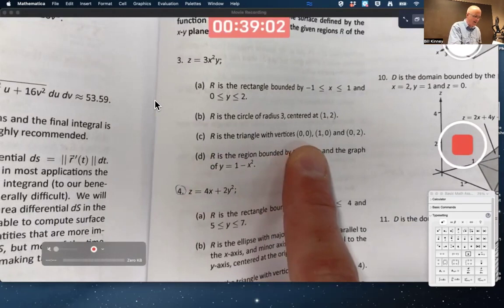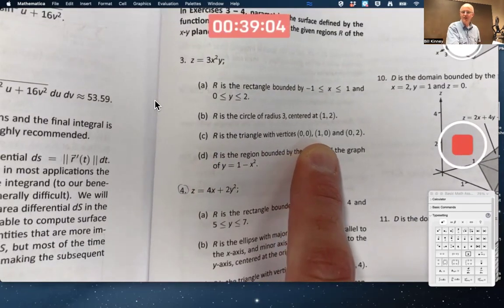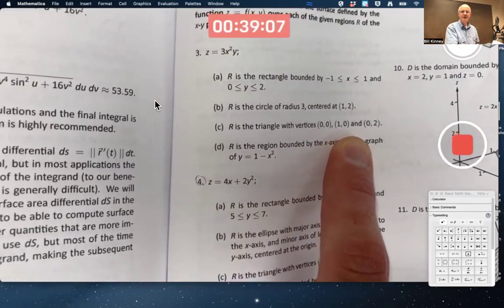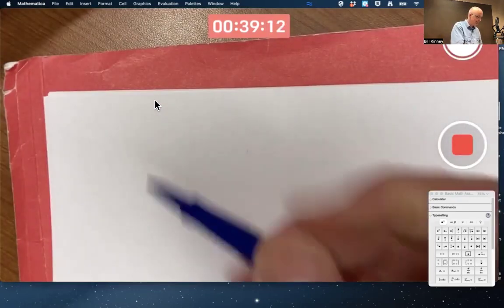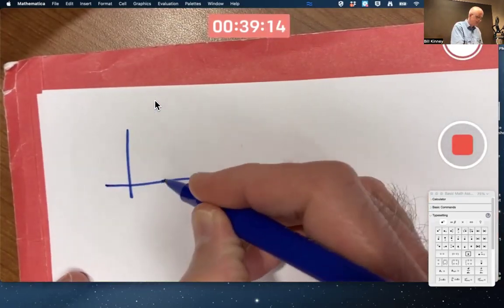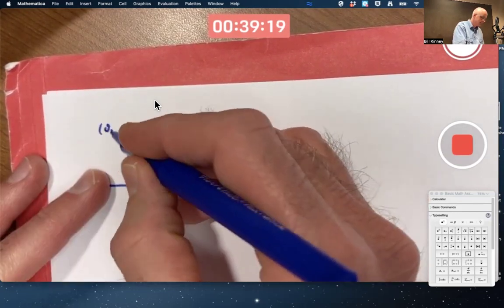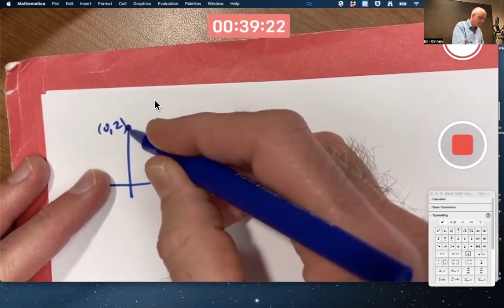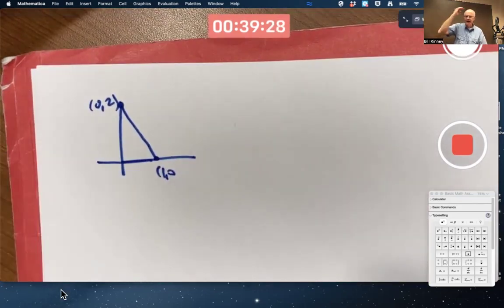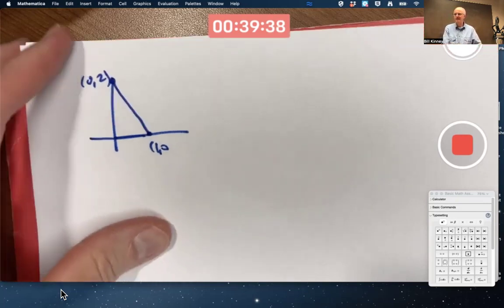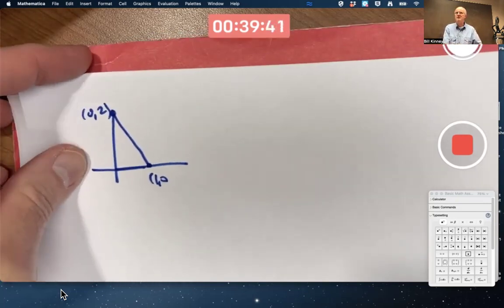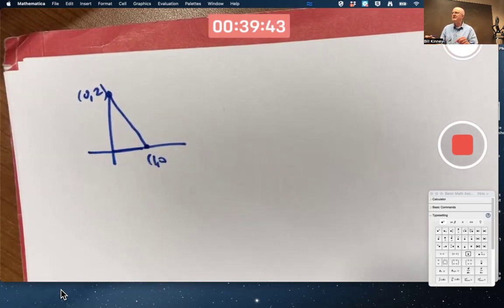Parameterize it over a triangle with vertices (0, 1), (1, 0), and (0, 2). Sorry, (0, 0), (1, 0), (0, 2). This triangle here. Again, the method is you want to figure out x and y first, and then plug it into the function to find z. That was the method that we just used in part B. We figured out x and y first in terms of u and v, and then plug those things into the function f to find z in terms of u and v.